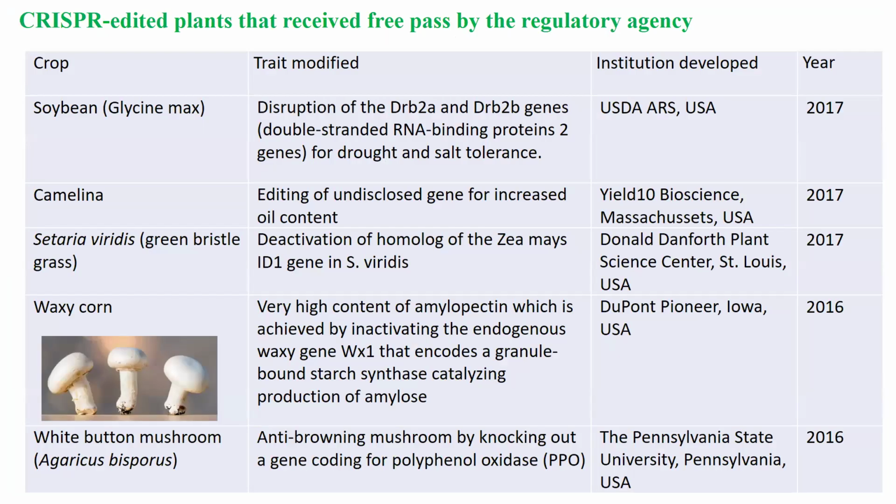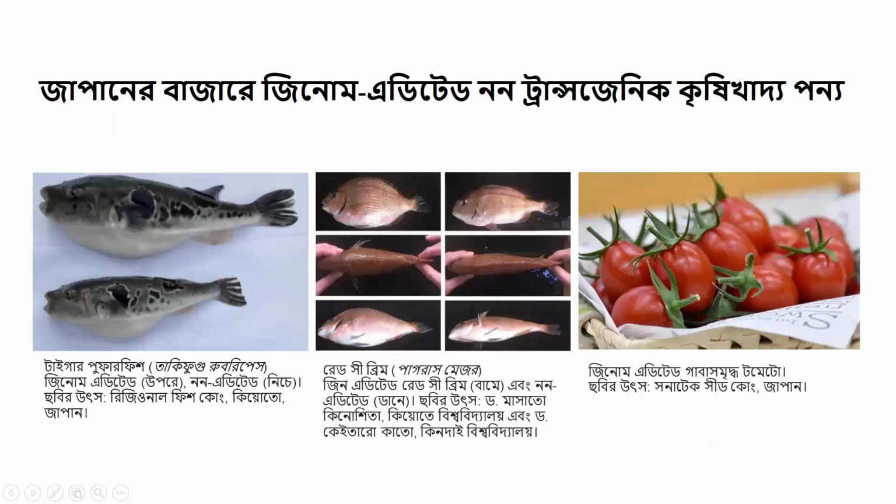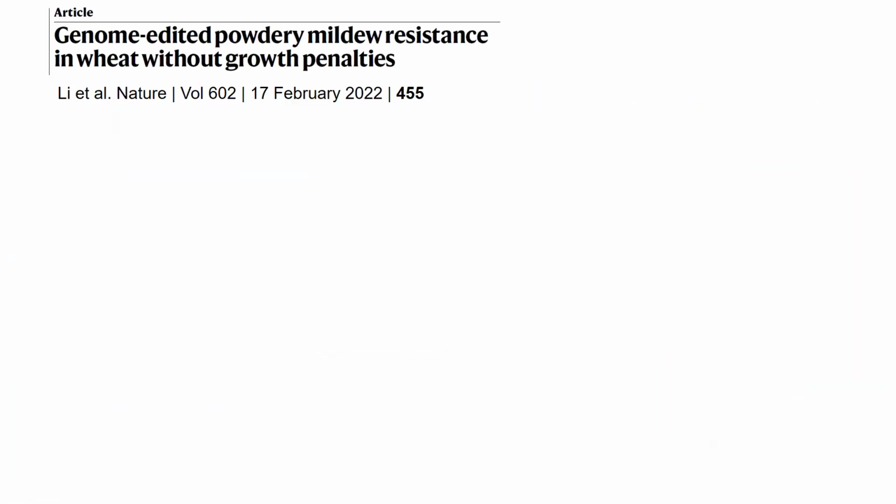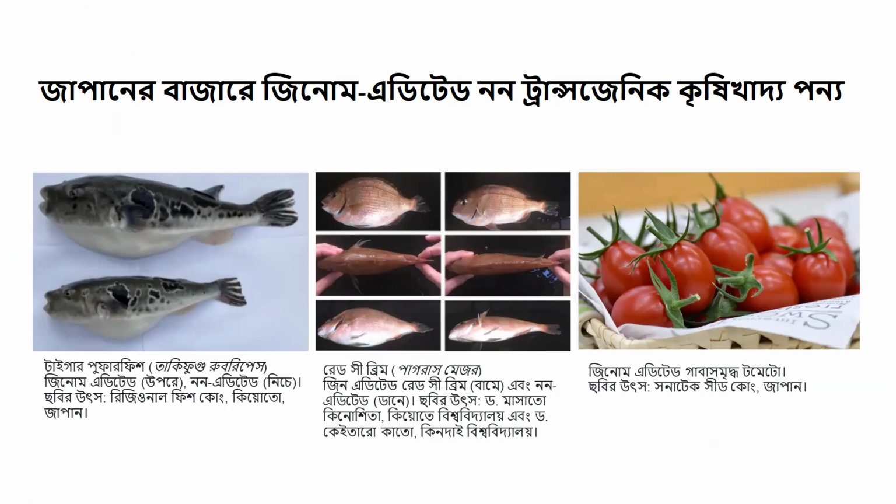Several commercial crops have already been made available as edited ones: soybean, camelina, an oil-producing crop, Setaria, green bristle grass, waxy corn, white button mushroom, and in Japan, tiger pufferfish, red sea bream, and genome-edited GABA-enriched tomato. So these are some examples. I am going to stop here. If you have any question, we can discuss.